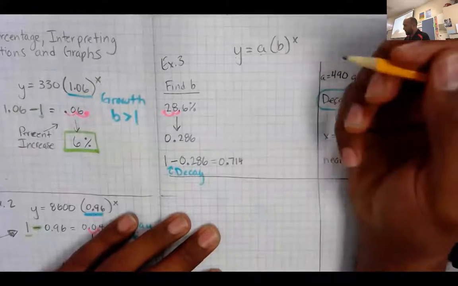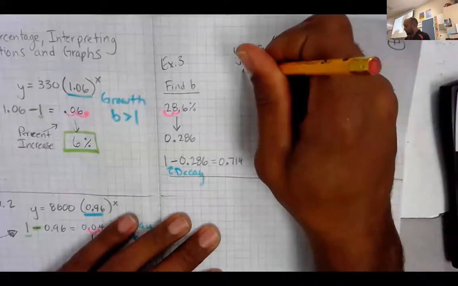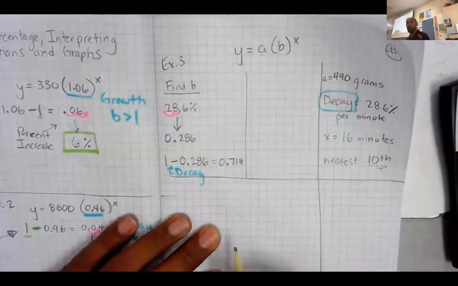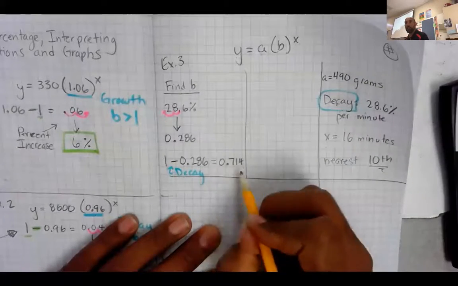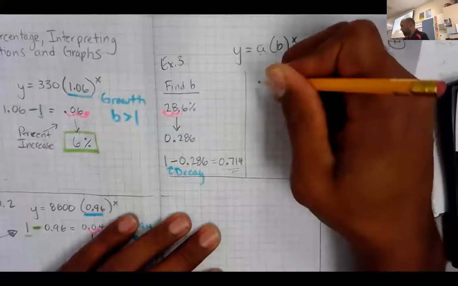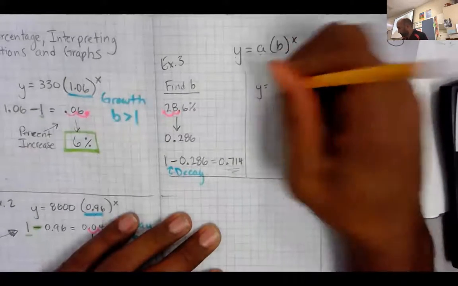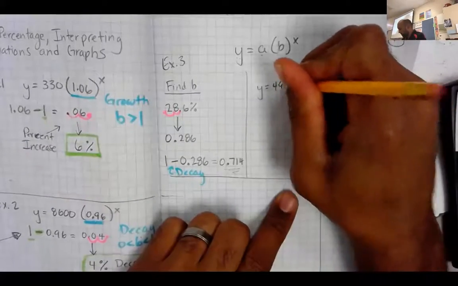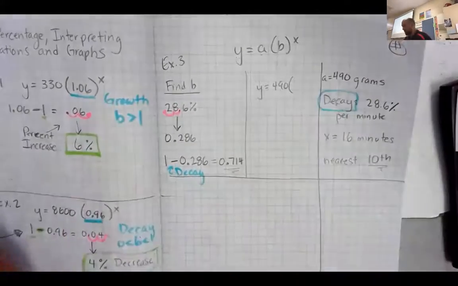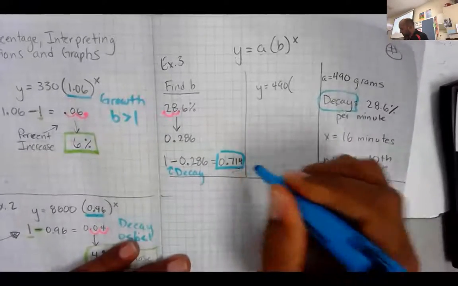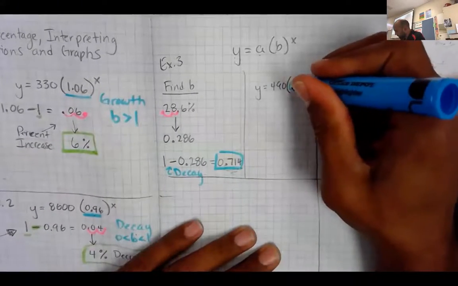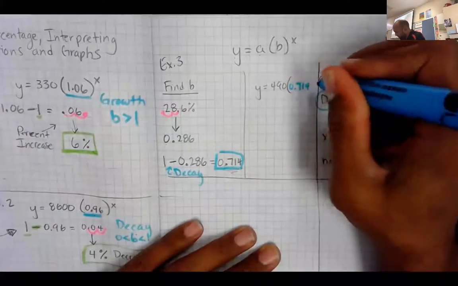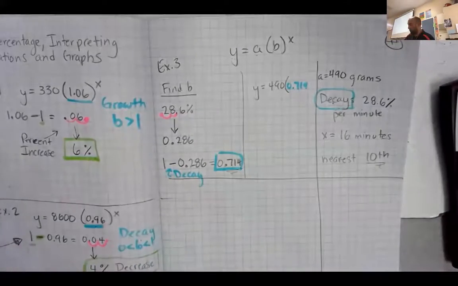That's the first part. Let's put a little divider there. Now I'm going to take that B value, and it's going right into our equation. The A is 490. The B is this guy down here, so I'm going to put it in highlighter here: 0.714.